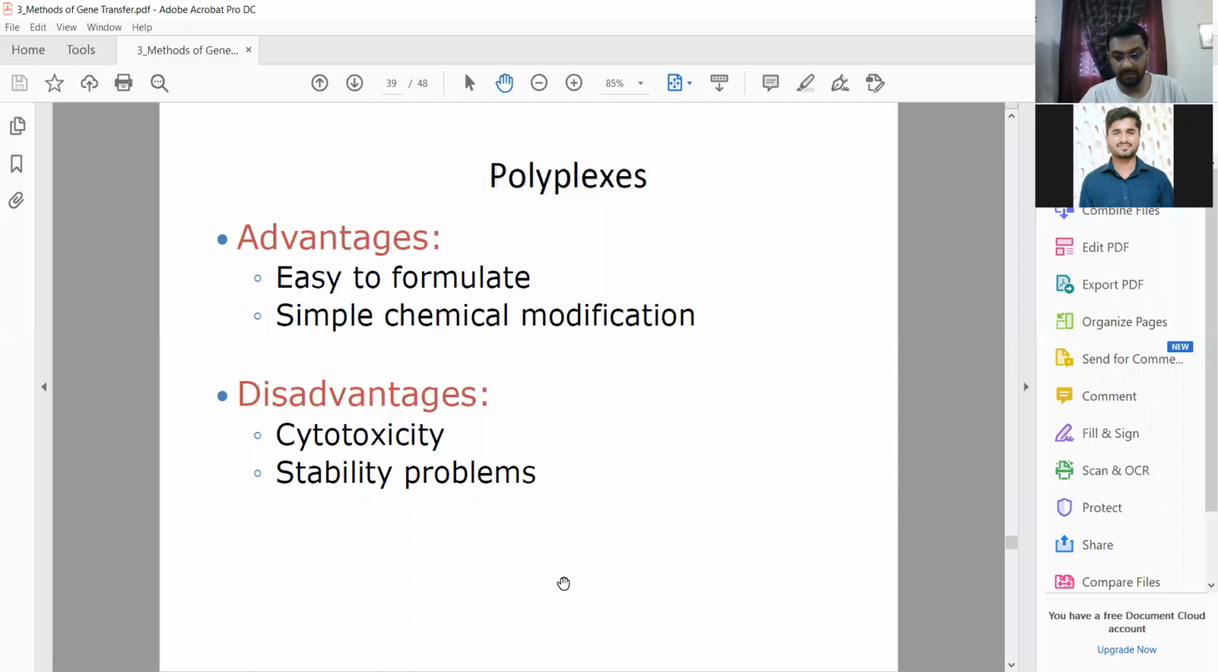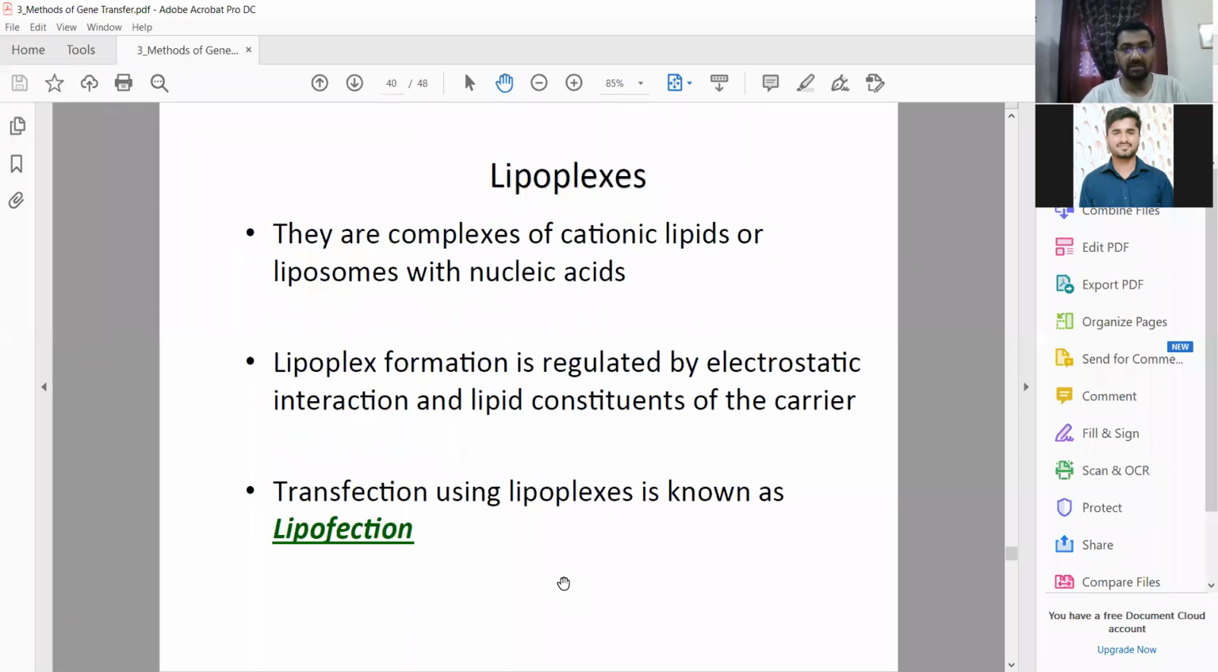You have to be sure about the stability, about the medium ionic strength, so that they remain for a longer time and you can use them. Moving towards lipoplexes, these are actually complexes of cationic lipids or liposomes with nucleic acids.